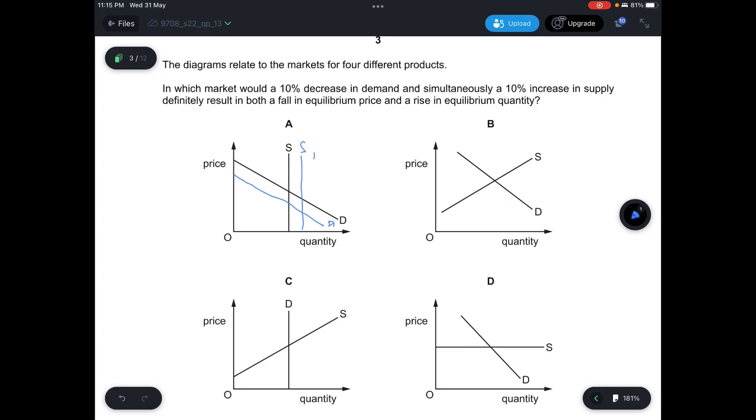You can see that for A, there's an increase in quantity and a decrease in equilibrium price. But let's try and do the same for others first. So let's say the decrease in demand, this will shift to left. For B, D1, increase in supply. This one will result in a decrease in quantity. So this is not the answer.